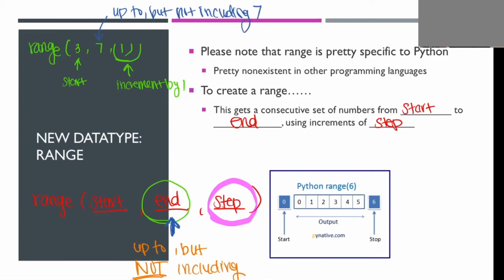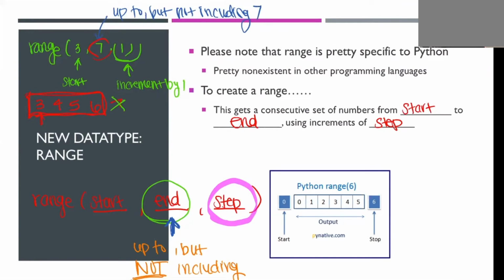So we start at 3. And then we increment by 1. That gives us 4. Then we increment by 1 again. That gives us 5. We increment by 1 again. That gives us 6. We increment by 1 again. That gives us 7. Remember, we want to go up to, but not including 7. So our range is this set of numbers, 3, 4, 5, 6. You don't want 7 to actually be part of your range because of the restriction that is placed with end.